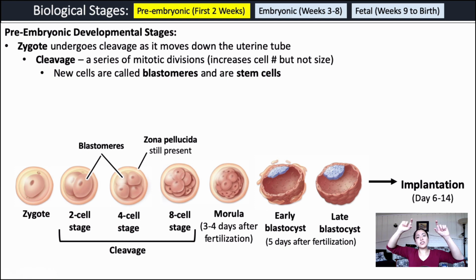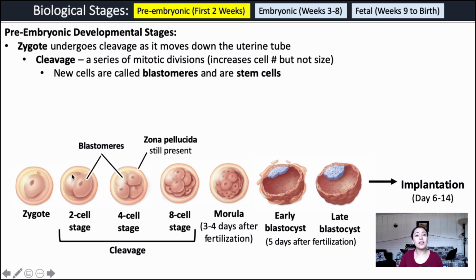Now, cleavage is just a series of mitotic divisions, so a series of cell divisions where we're pretty much cloning the cells. The cells are increasing in number, but not necessarily in size. So you have this one cluster and it just keeps splitting into multiple smaller cells. Cleavage starts out with a 2-cell stage because the zygote splits into 2. And then it becomes a 4-cell stage, and then 8-cell stage, 16, and so forth.